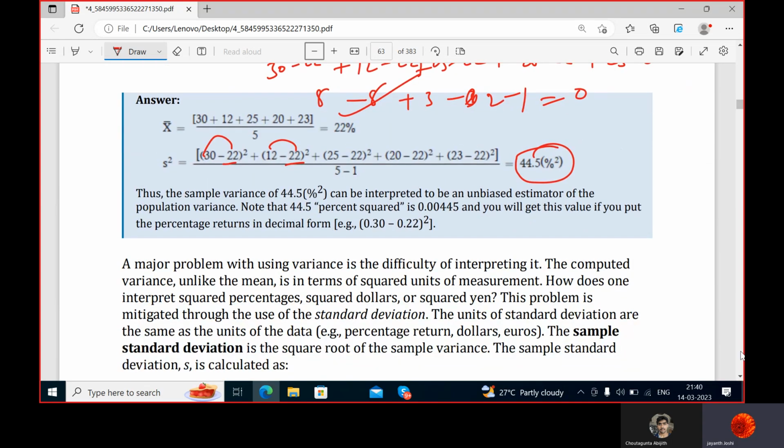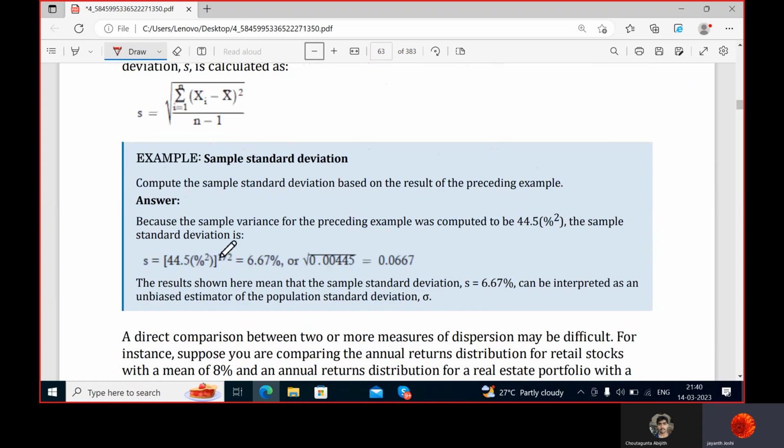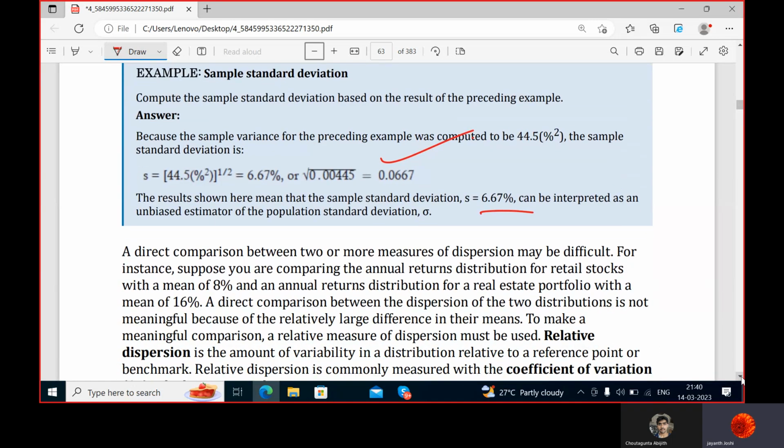I think they have calculated it in the next one. Yes, they have calculated the standard deviation here. It's 0.0667, that is 6.67%. And the mean would be here, with a deviation of 6.67 on either side.